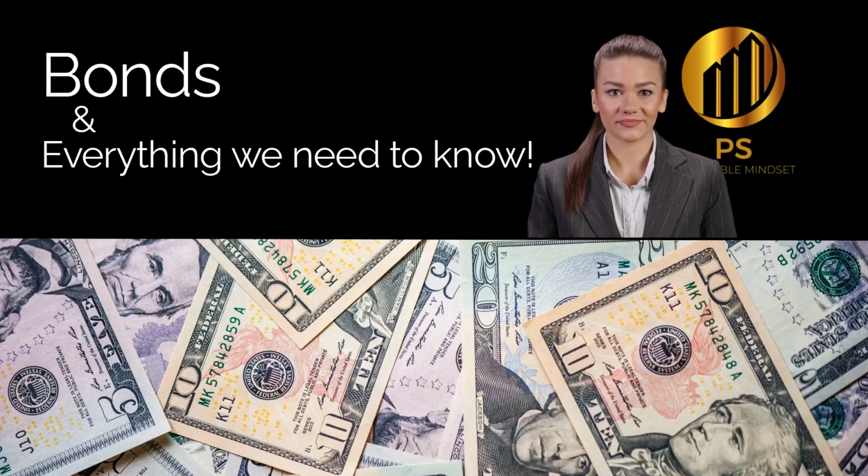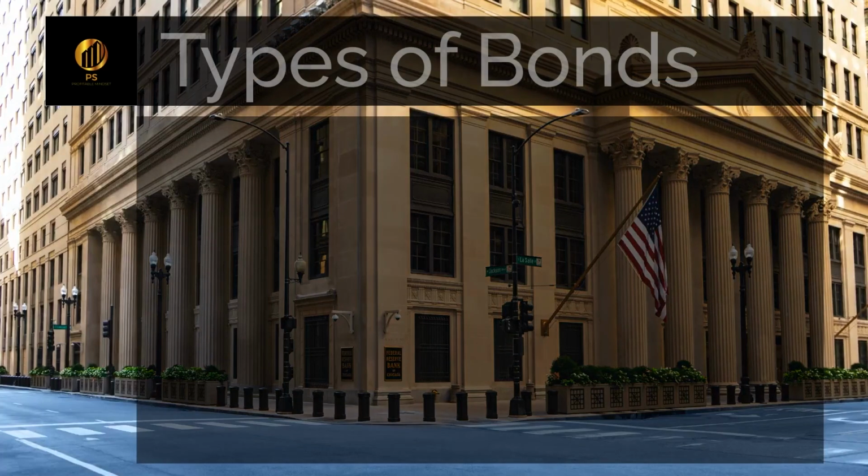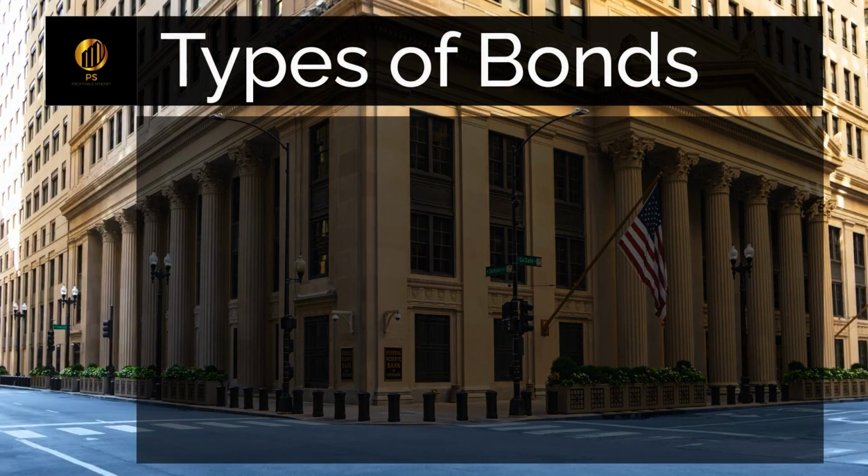Bonds are a type of debt instrument used by governments, corporations, and other entities to raise capital. There are several different types of bonds, each with its own specific characteristics and associated risks. The most common types of bonds include municipal bonds, corporate bonds, treasury bonds, and government agency bonds.